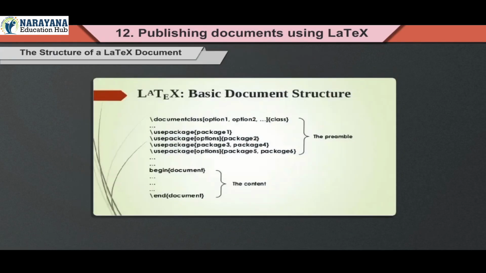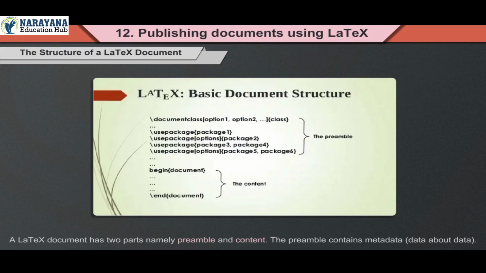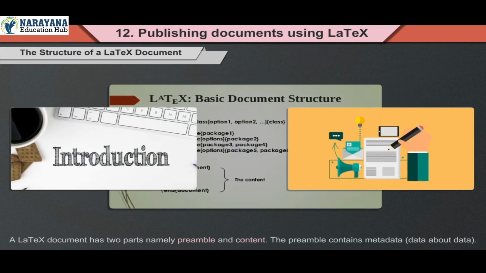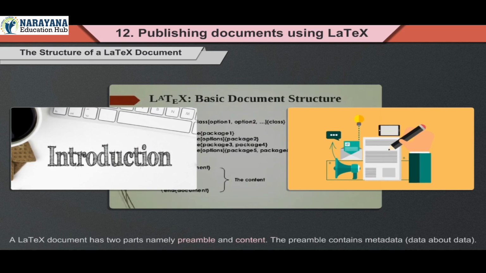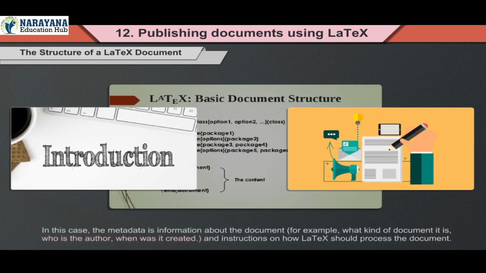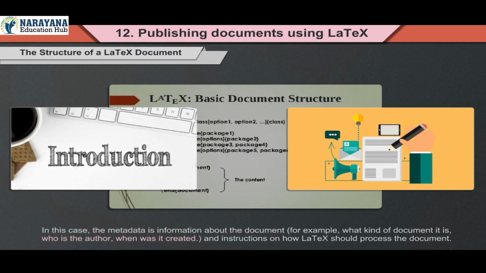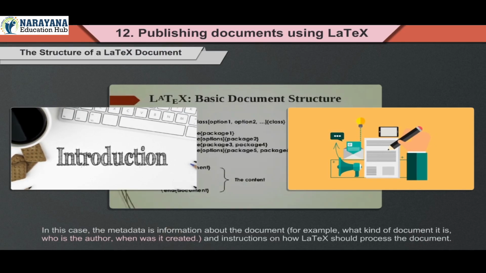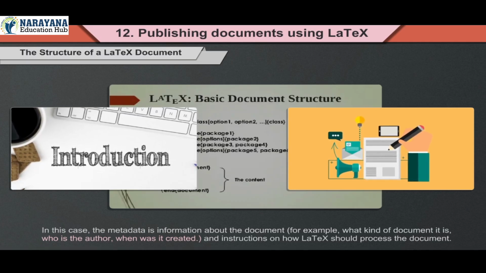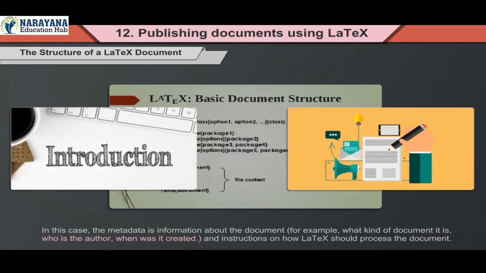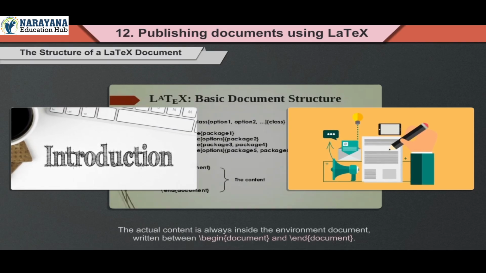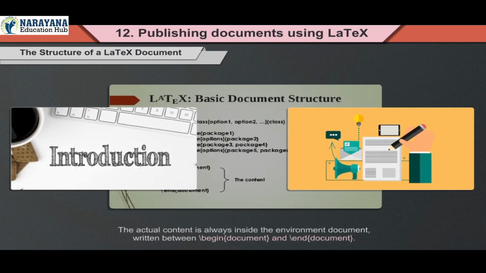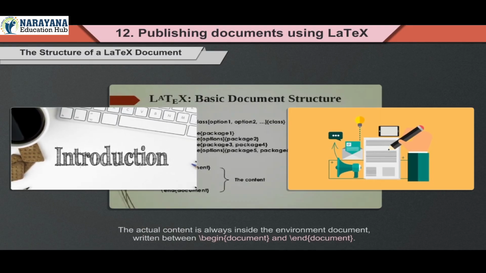The structure of a LaTeX document. A LaTeX document has two parts, namely preamble and content. The preamble contains metadata, that is, data about data. In this case, the metadata is information about the document. For example, what kind of document it is, who is the author, when was it created, and instructions on how LaTeX should process the document. The actual content is always inside the document environment, written between \begin{document} and \end{document}. The preamble.